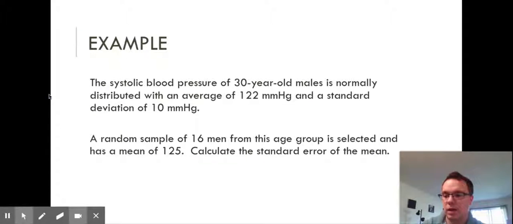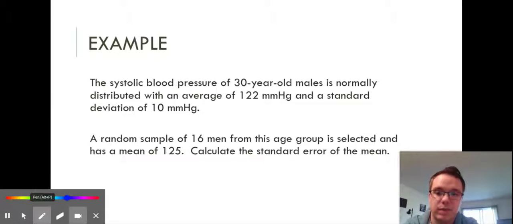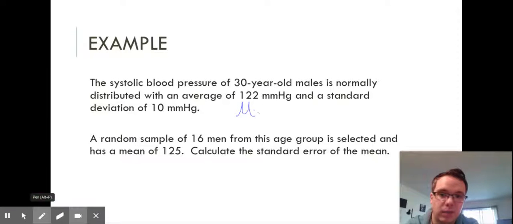All right, so our example is about systolic blood pressure of 30-year-old males. It says it's normally distributed with an average of 122 millimeters of mercury and a standard deviation of 10 millimeters of mercury. A random sample of 16 men from this age group is selected and has a mean of 125. So here's what all those numbers mean. 122 represents our mu. 10 represents our standard deviation. 16 is our sample size. And a mean of 125 would be our X bar.